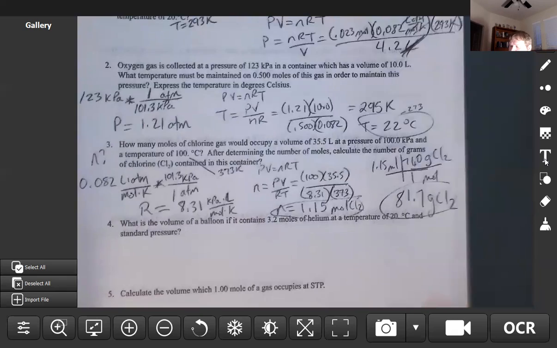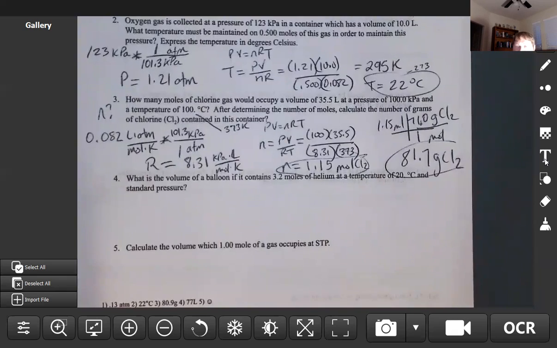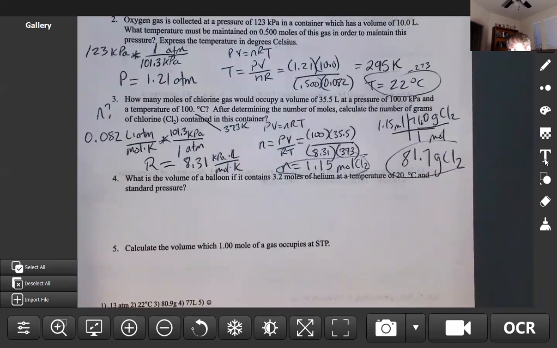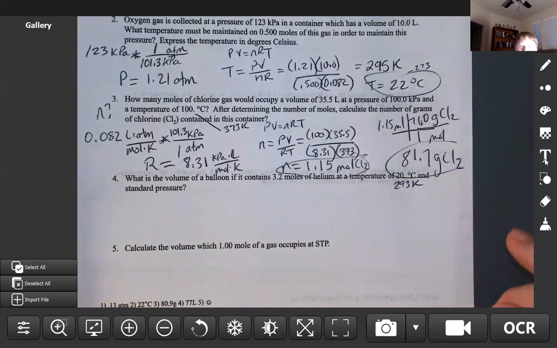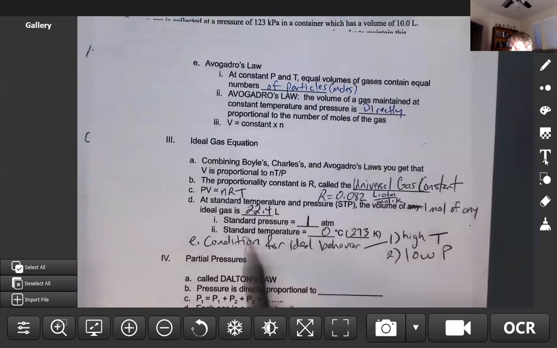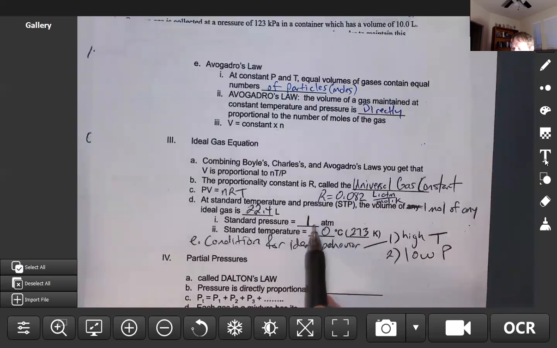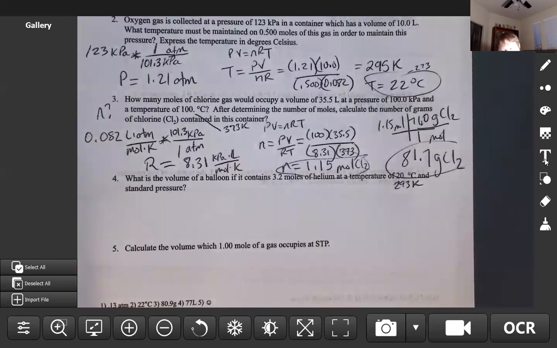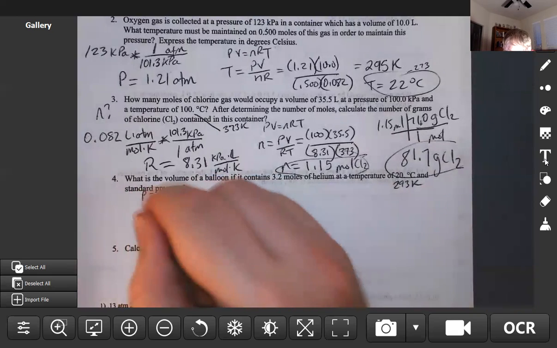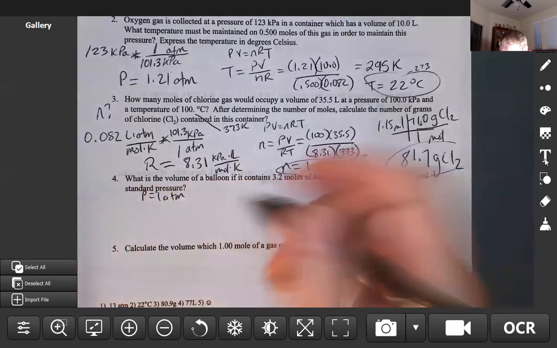Number four, what is the volume of a balloon if it contains 3.2 moles of helium at a temperature of 20 Celsius? All right, so 293 Kelvin, so remember just to add 273, and standard pressure. Okay, well, that's a different piece of information. So we just got through talking about that. I'm sure you don't remember it, but normal pressure is atmospheric, okay? We say one atmosphere only because that's the easiest number. It's atmospheric, 14.7 PSI, 101.3 kilopascals, 760 torr, whatever, it's atmospheric. It is easier though, if we say the pressure is one atmosphere because the number one is a pretty easy thing to work with.